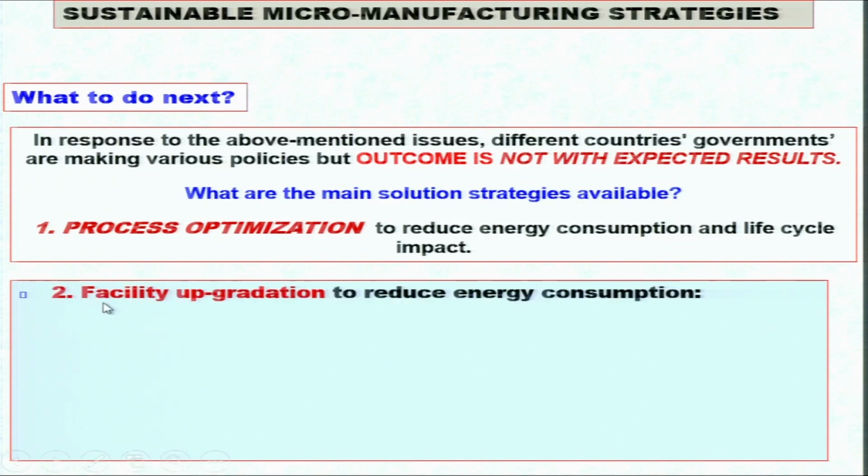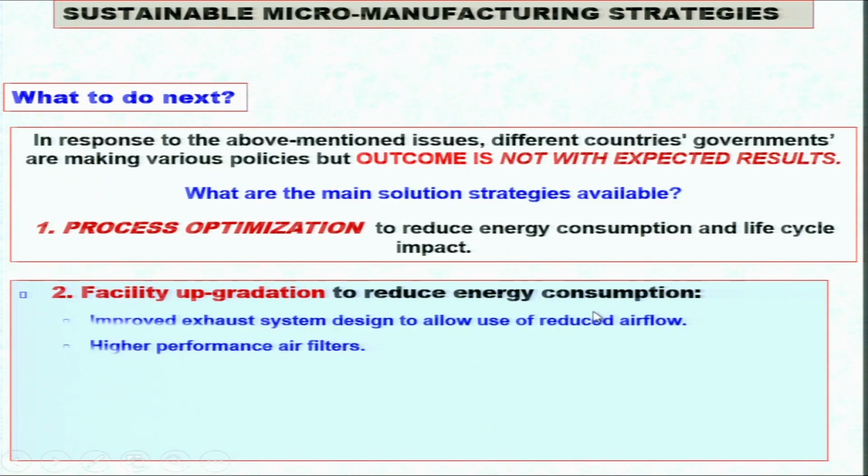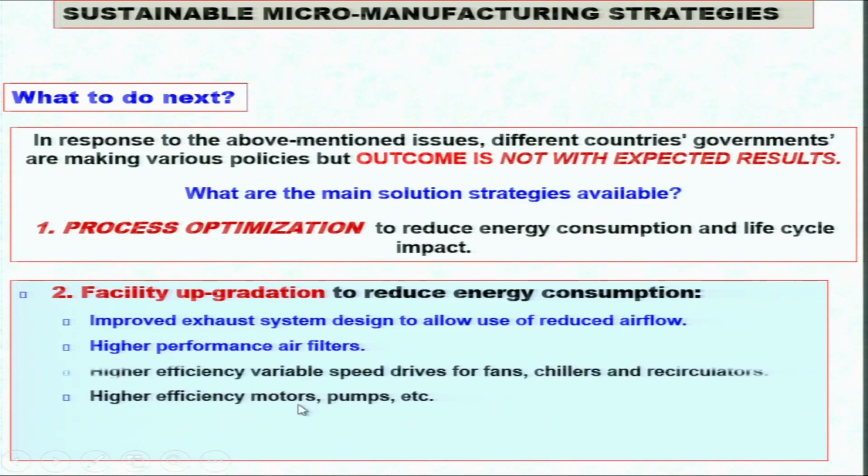Second, again very important, facility upgradation to reduce energy consumption. These are small points, but they make a lot of difference in economy as well as environment. Improved exhaust system design to allow the use of reduced air flow, higher performance air filter, because all of them are going to consume energy, and whatever energy you are consuming, it is going to pollute finally the environment.